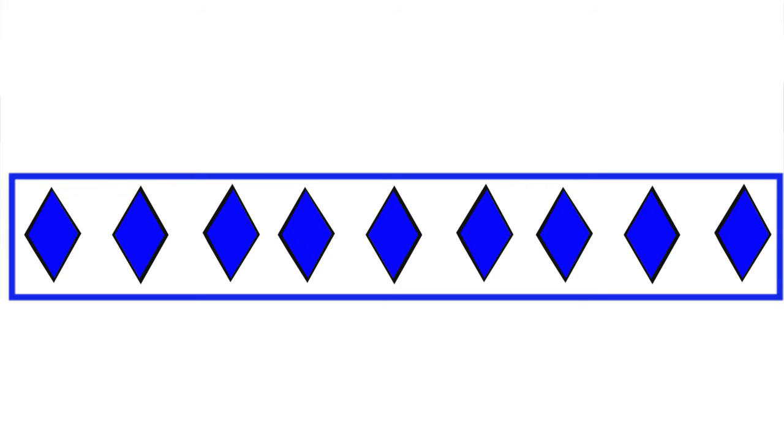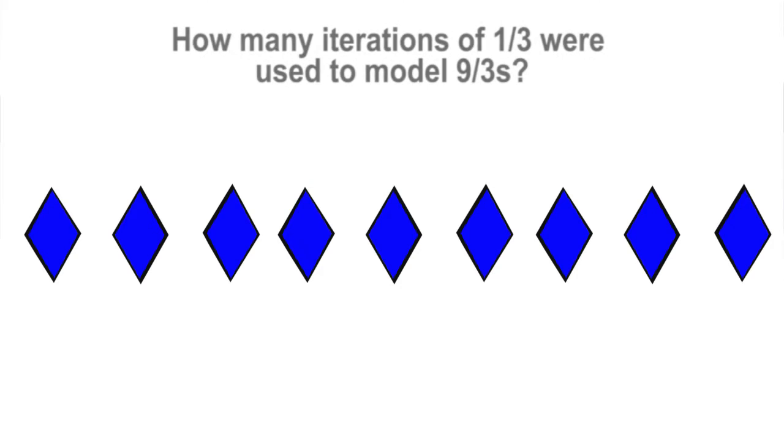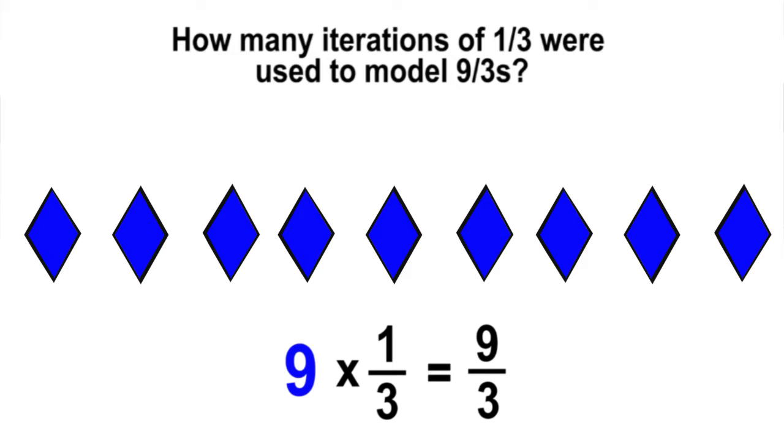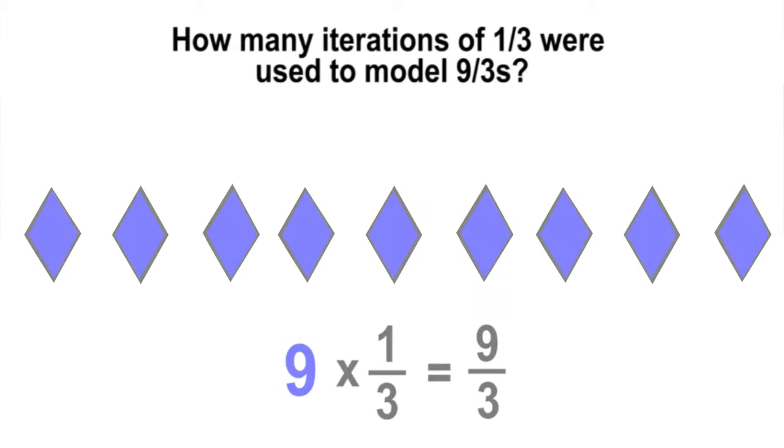Now let's take some extra blue pattern blocks to show 9/3. If we line these up, how many iterations of 1/3 were used to model 9/3? It looks like 9. What unit fraction multiplication equation can be used to explain the model? 9 times 1/3 equals 9/3.